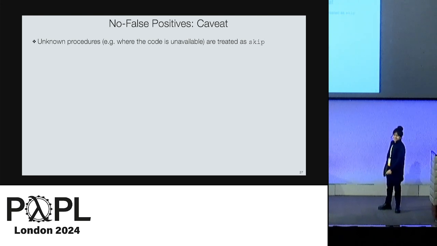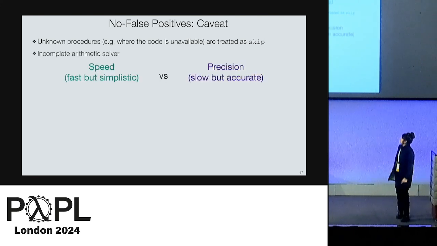Bless you. The second source of false positives has to do with our arithmetic solver.